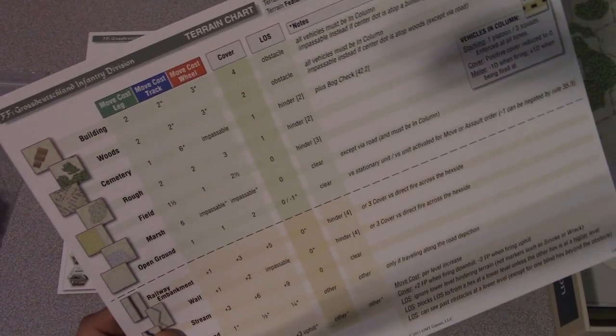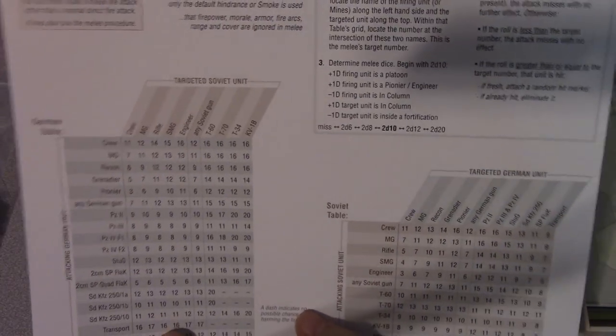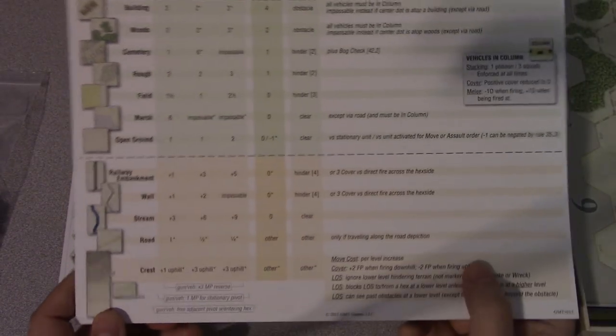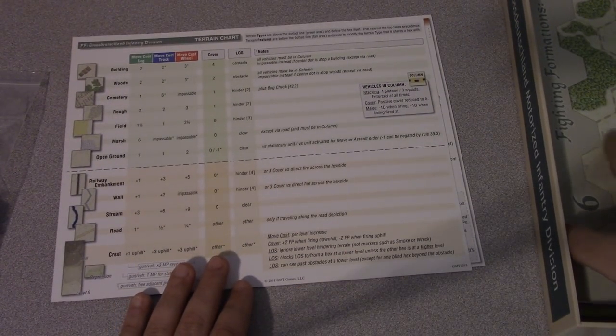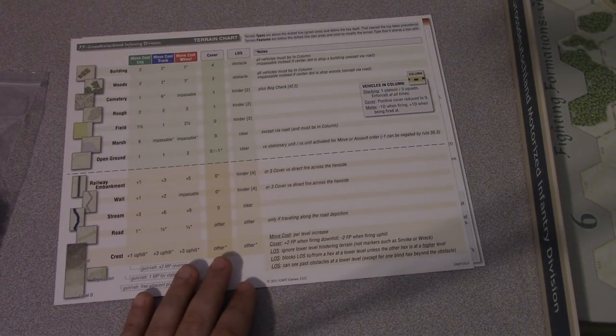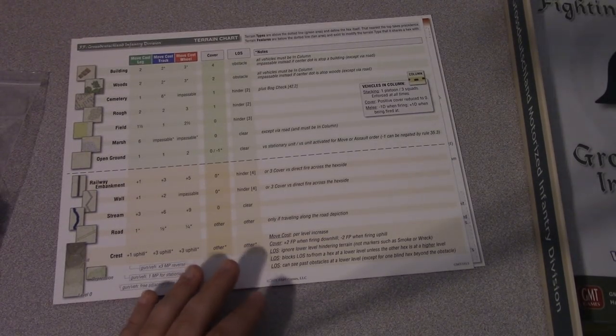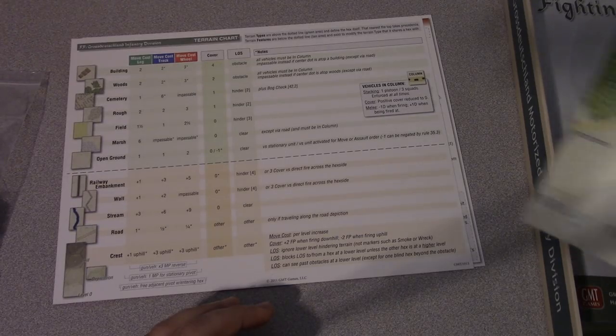Oh no, here's a terrain chart. Here's the one with the melee tables. Alright. Typical kind of stuff. Then we've got the maps. We'll unfold all the maps because some of the maps are kind of big.